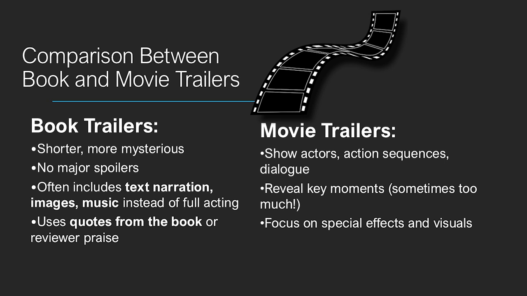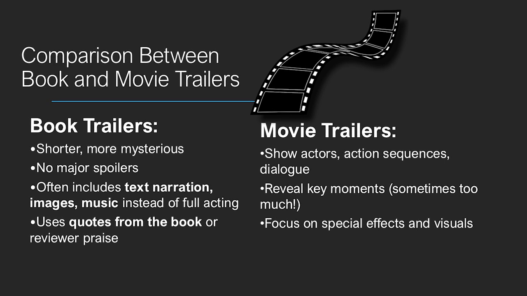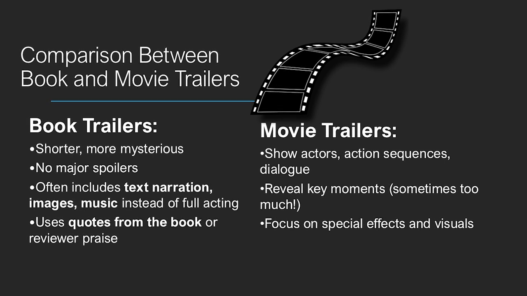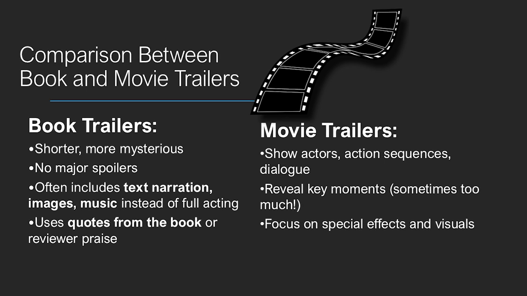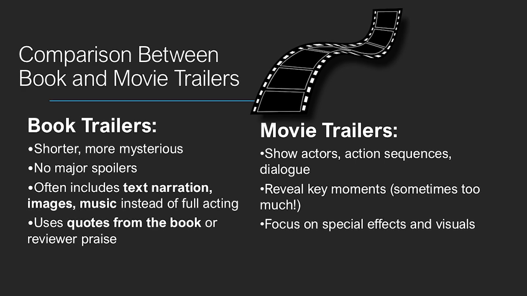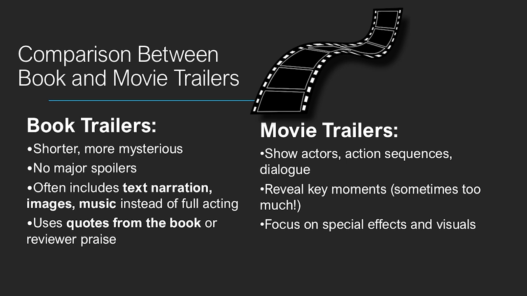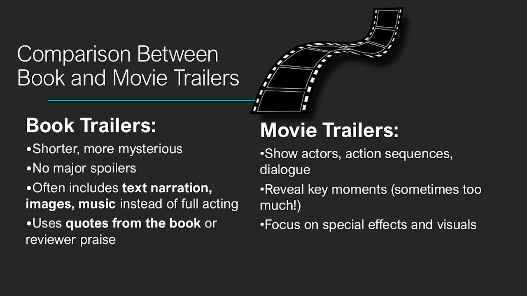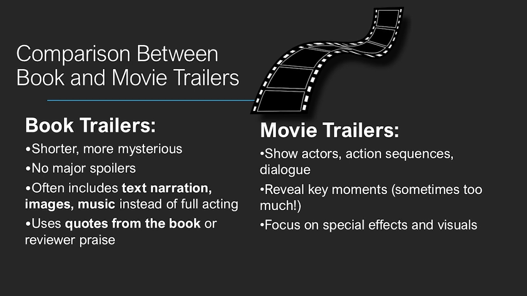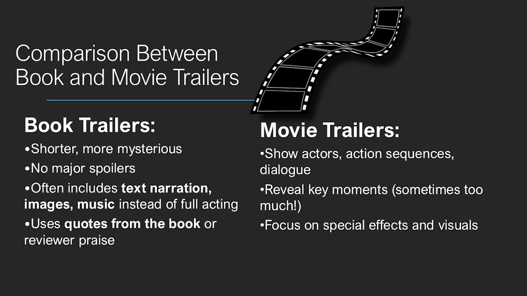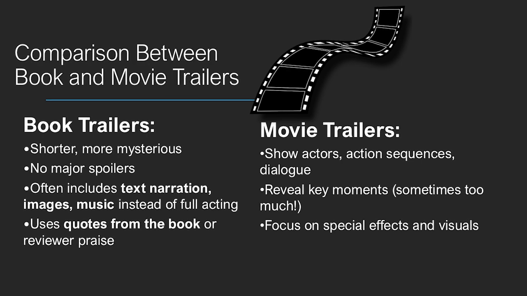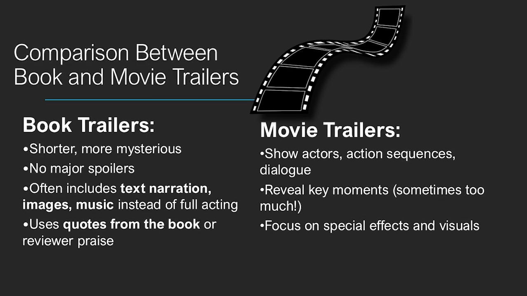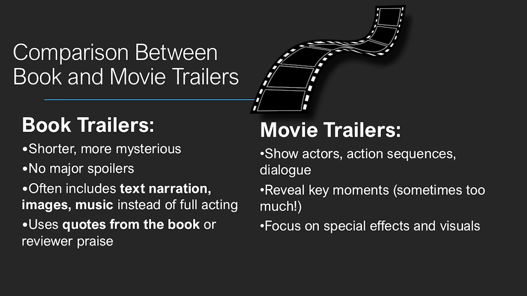So here's the official comparison between book trailers and movie ones. Like I was saying, book trailers are definitely shorter and more mysterious, so keep it to about a minute or less. No major spoilers, so maybe you could mention a character, but you might not say their name. You might not say where it's set, but it would be good to give a slight teaser. So, things like using text narration, images, and music instead of full acting, like we saw with both of the examples that we had. Maybe using quotes from the book or reviewer praise. I'd say One of Us is Lying did a really good job of using that reviewer praise as a teaser for the book.